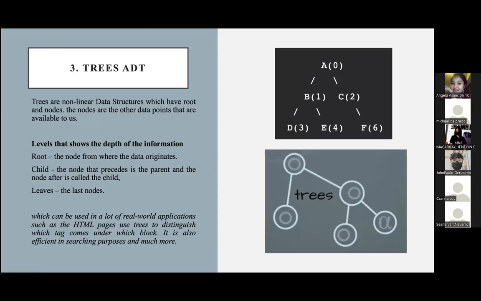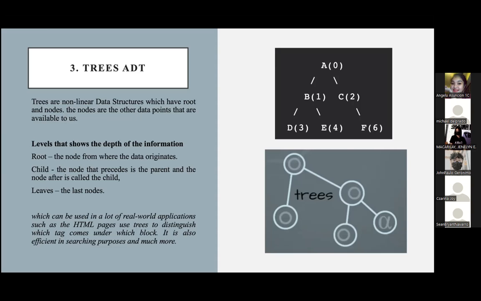Trees ADT. Trees are non-linear data structures which have root and nodes. The nodes are the other data points that are available to us. So yung data structures daw po na trees is which they are connected to each other and there's a way to go from root node to every other node in the structures. And also ito din po ay efficient way of storing data and organizing data that is naturally hierarchical. And there are the levels that show the depth of the information, which is the root, child, and the leaves.